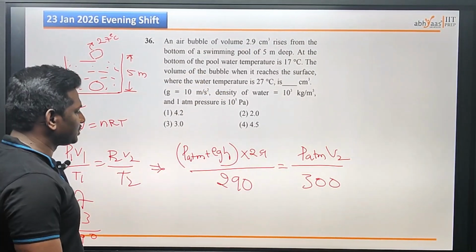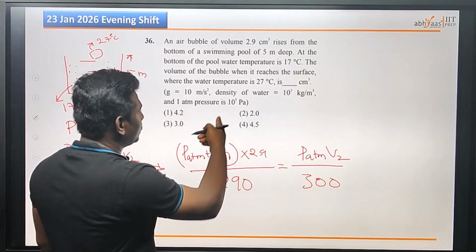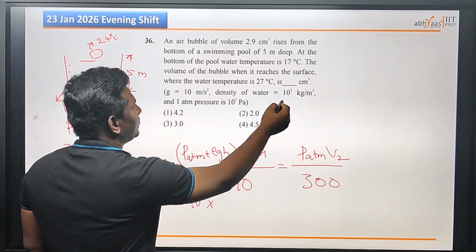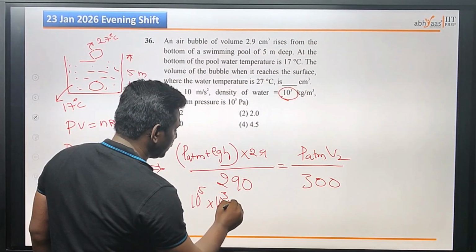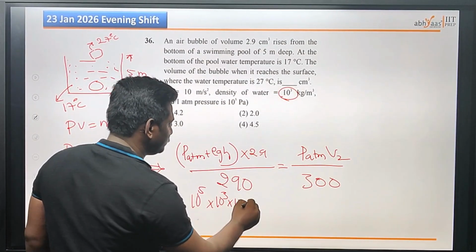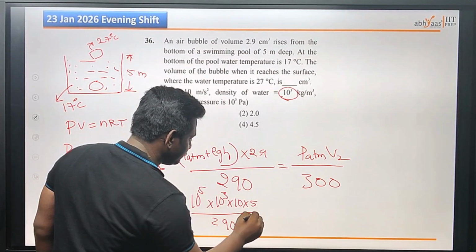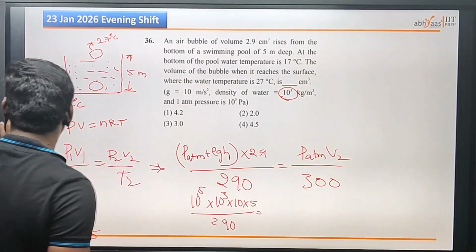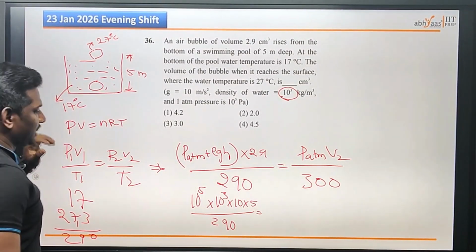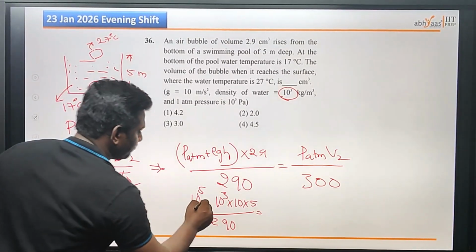So substitute the values. 10 to the power 5, plus rho. What is the rho? Density, 10 cube. g is 10. Height, that is 5, by 290. Next, this is not a multiplication, that is a plus. See, plus.